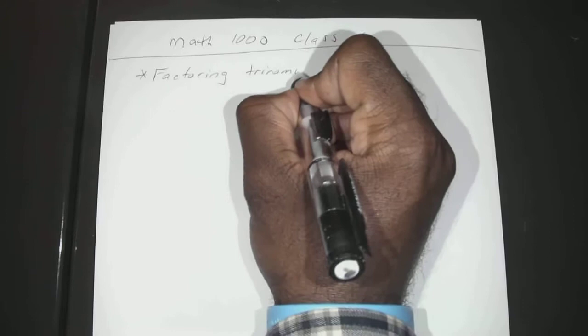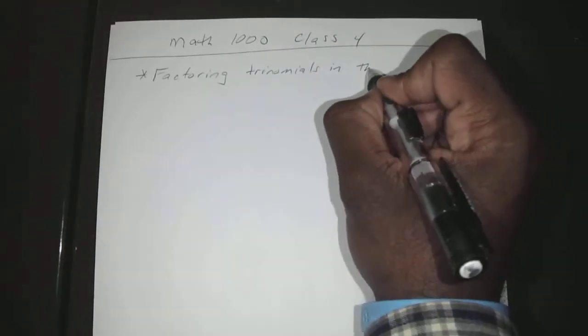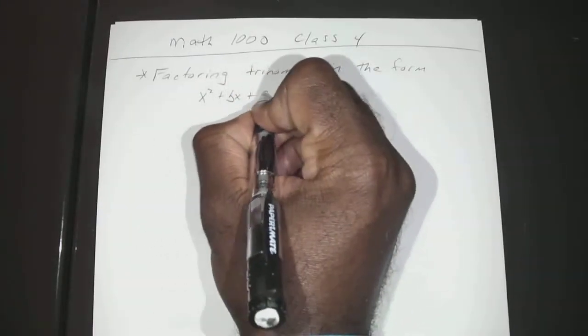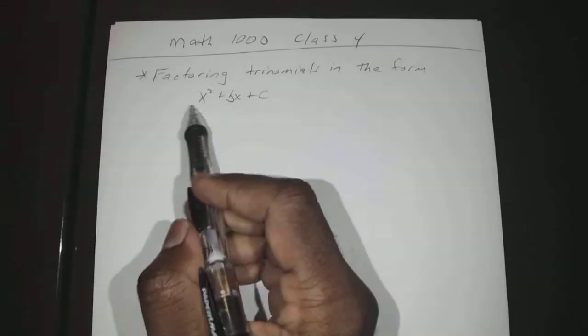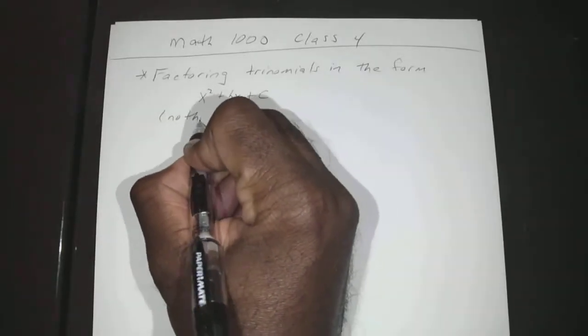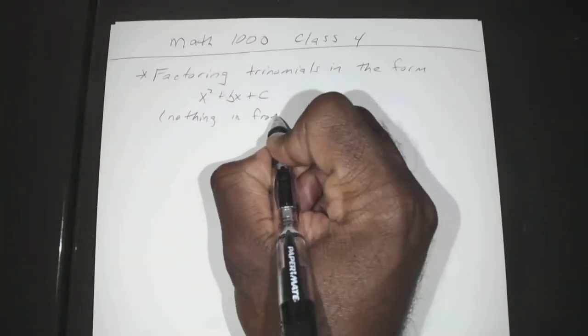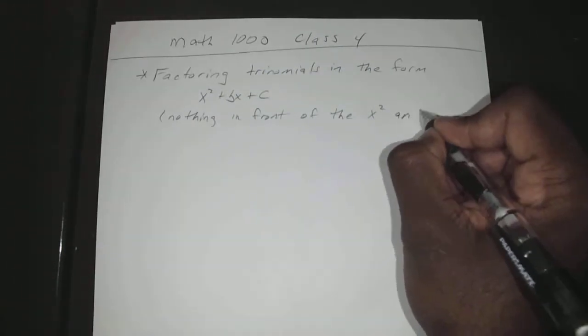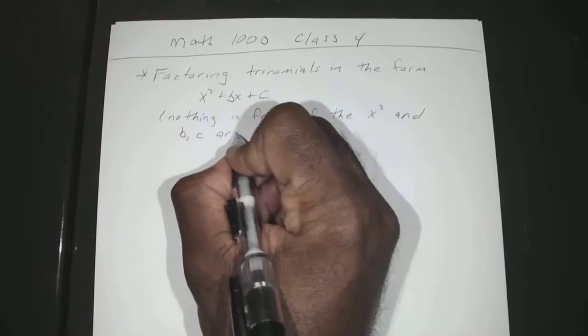Continue with factoring. So we're going to factor trinomials in the form x squared plus bx plus c. You don't have anything in front of the x squared except 1. And b and c are just any number.